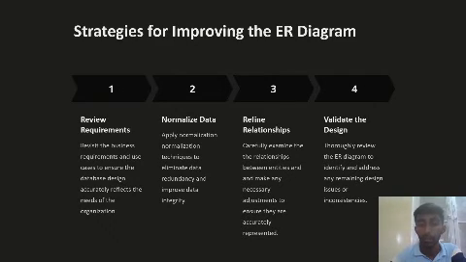And third one is refine relationships. Carefully examine the relationships between the entities and make any necessary adjustments to ensure that they are accurately represented. And the last strategy for improving the ER diagram is validate the design. Thoroughly review the ER diagram to identify and address any remaining design issues or inconsistencies.